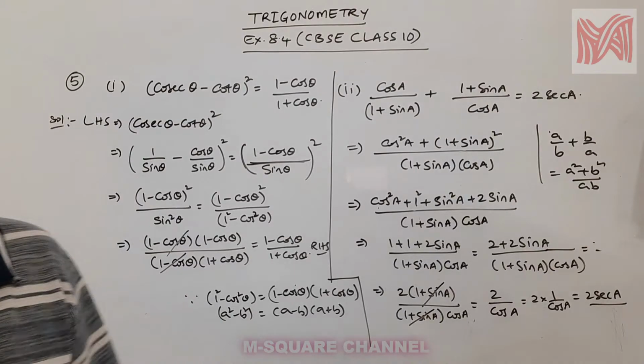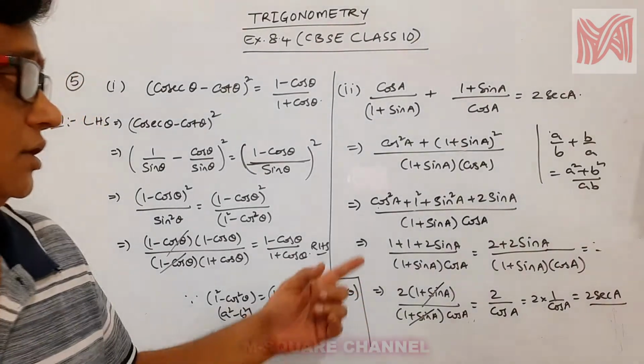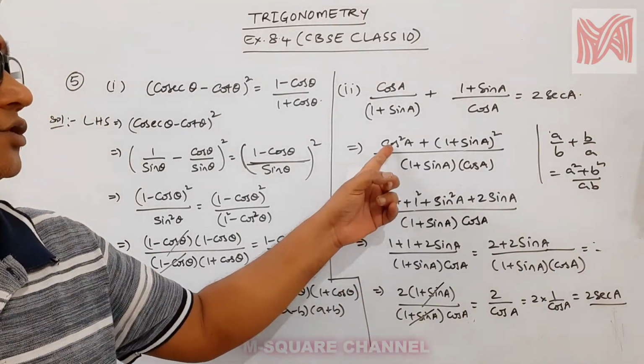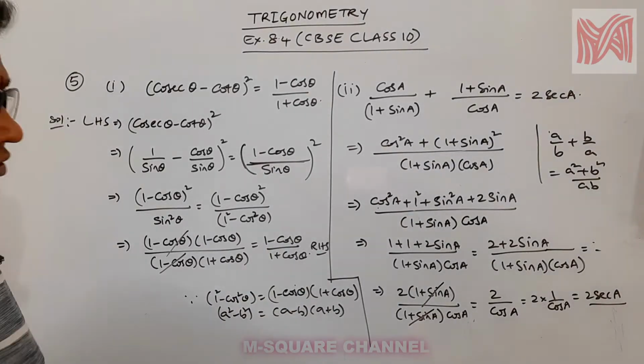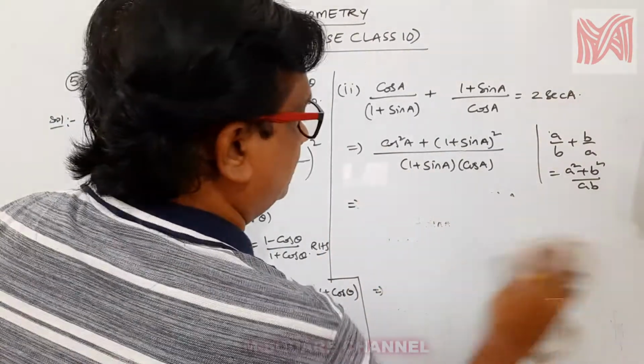2 into secant a. Another method is also there. This one you can change into 1 minus sine square a. Simple. This one you can also do.